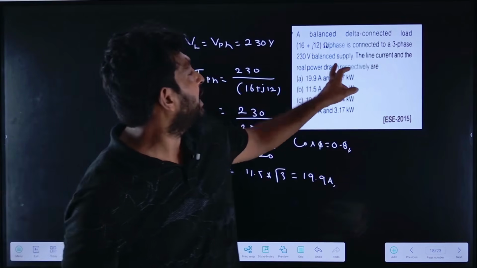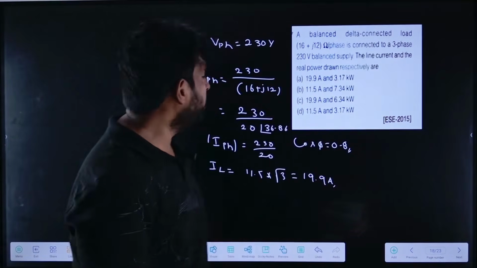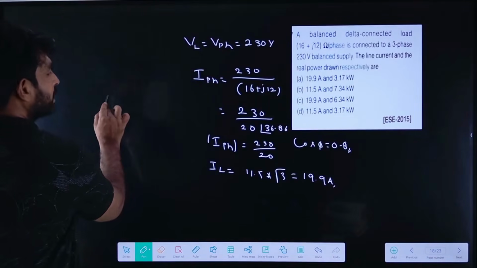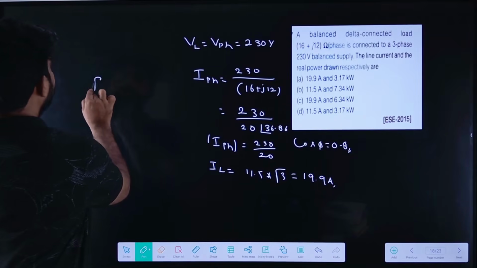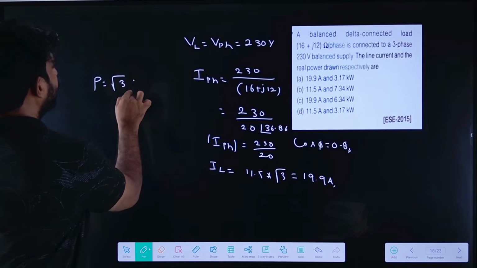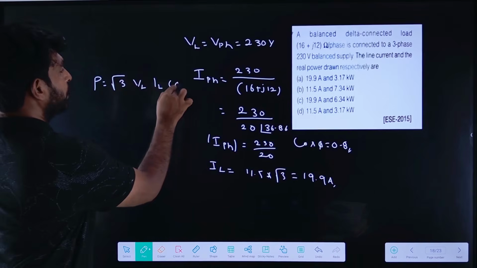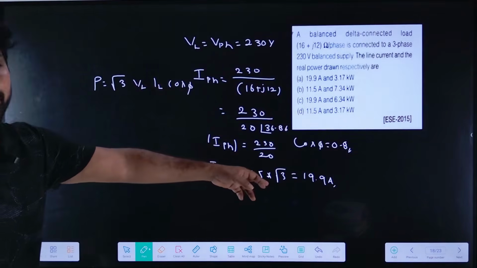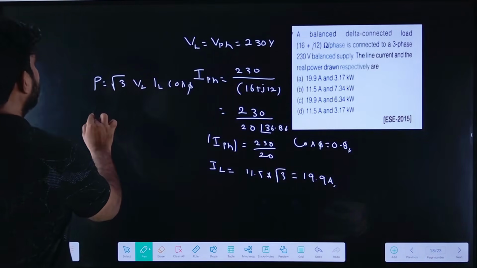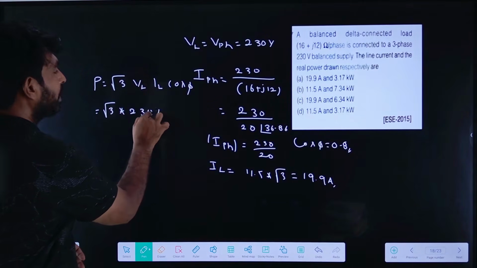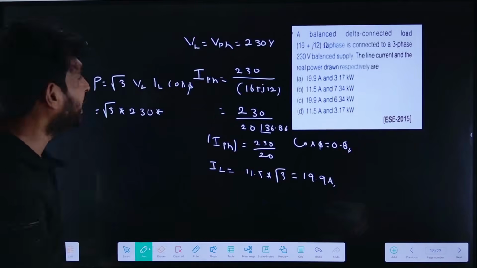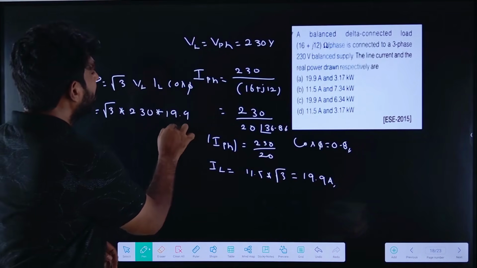Now we need to find the real power drawn. So how can you find the real power drawn? It is equal to root 3 into VL into IL into cos phi. So P equals root 3 into VL into IL into cos phi. So what is the VL? VL equals 230 volts. So that is equal to root 3 into 230 into, what is the IL? We got 19.9, into cos phi.